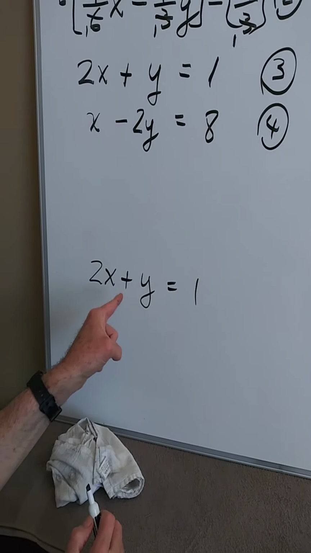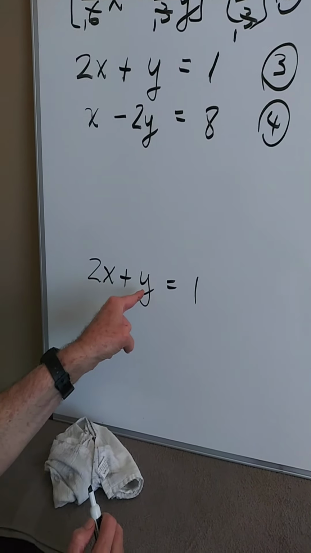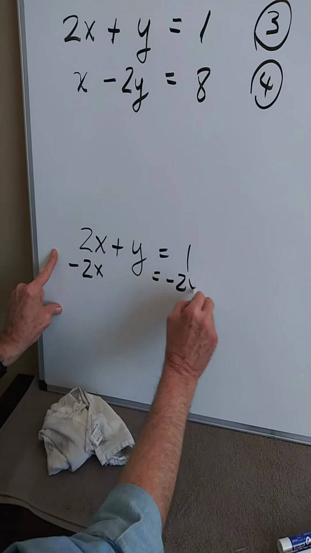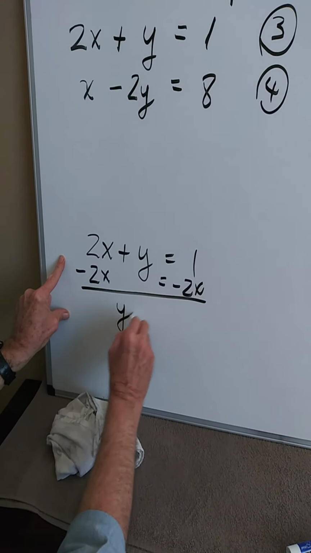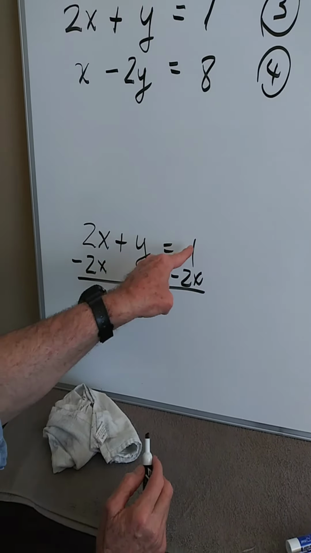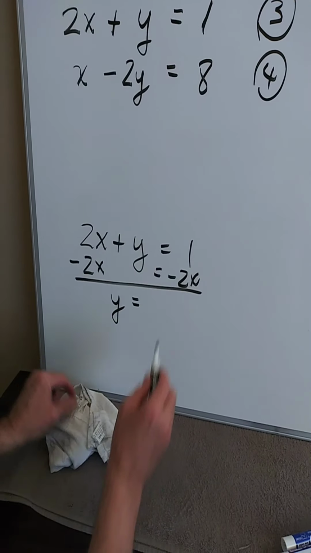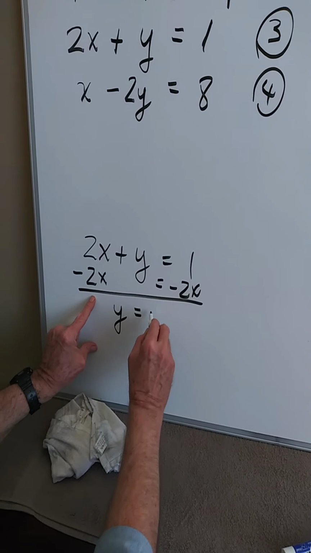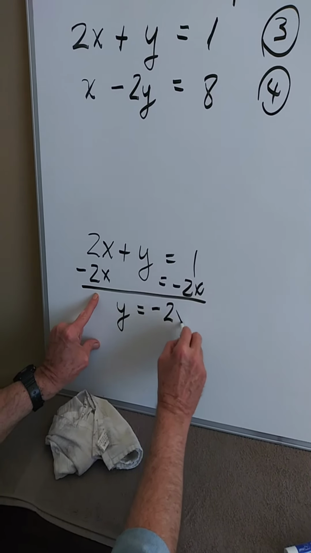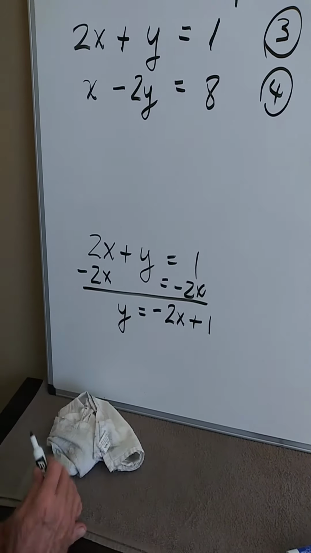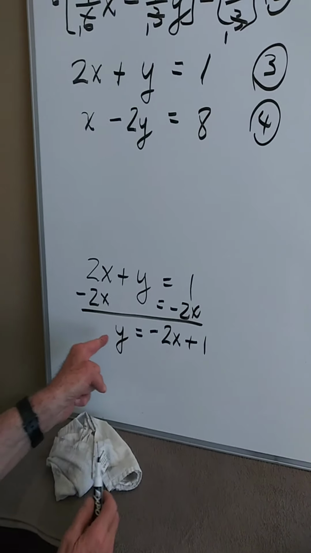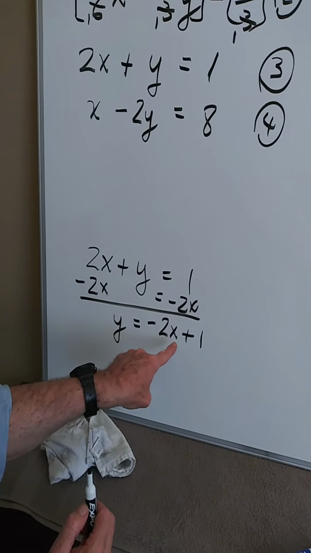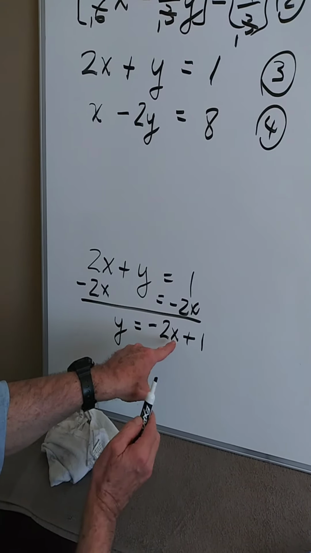And let's solve this number 3 for y. Negative 2x. Y is equal to, you can either write 1 minus 2x or negative 2x plus 1. It doesn't matter. Now we've got this equation solved for y. Y is equal to negative 2x plus 1.